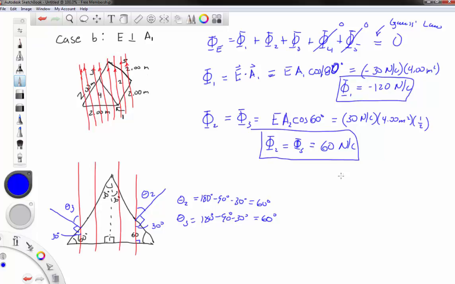So let's verify Gauss's law. Phi 1 is minus 120, plus 60 is still negative 60, plus another 60 is 0. So Gauss's law is confirmed again.